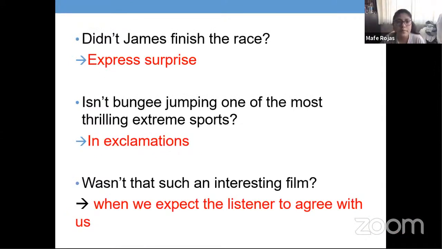So I think this is a bit more explained. For example, when you want to express surprise, didn't James finish the race? Right now, you know that James didn't, but you're surprised about it because you initially thought that James did. So now you're just finding out that James didn't, and you're going to be like, didn't James finish the race? So you're just expressing surprise.